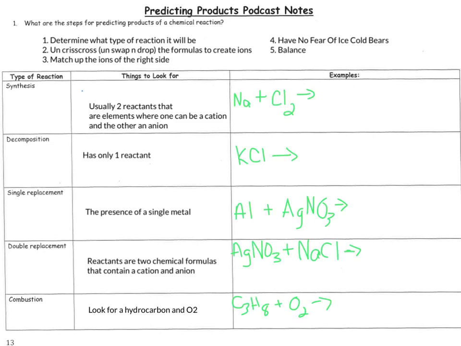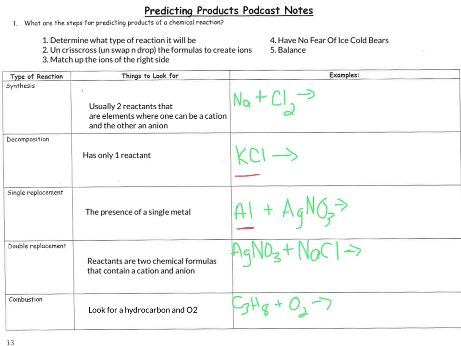things to look for. Alright, so let's run down the list of things to look for when you're predicting a product. If it's a synthesis, it's likely to have 2 reactants on the left-hand side. Most of the time, one of them can be a cation and one of them can be an anion, and typically you're just going to see 2 elements on the left-hand side. A decomposition reaction is going to decompose into multiple things, so on the left side of the arrow, you're only looking at one thing. A single replacement, those can be a little bit more challenging, but usually it's the presence of a single metal on the left-hand side of the reaction, and that's how you can spot those.